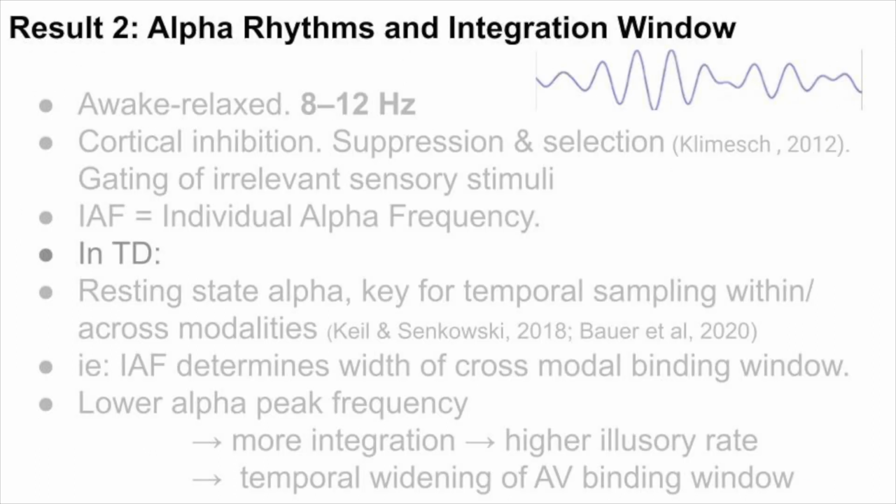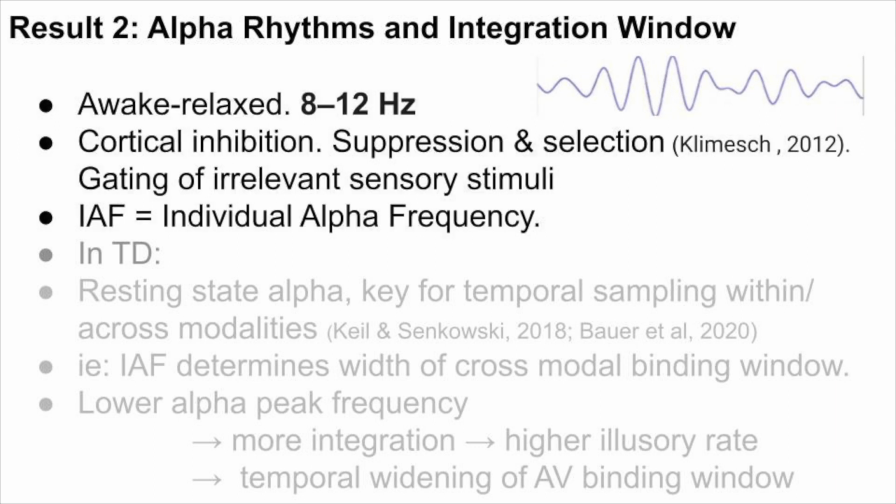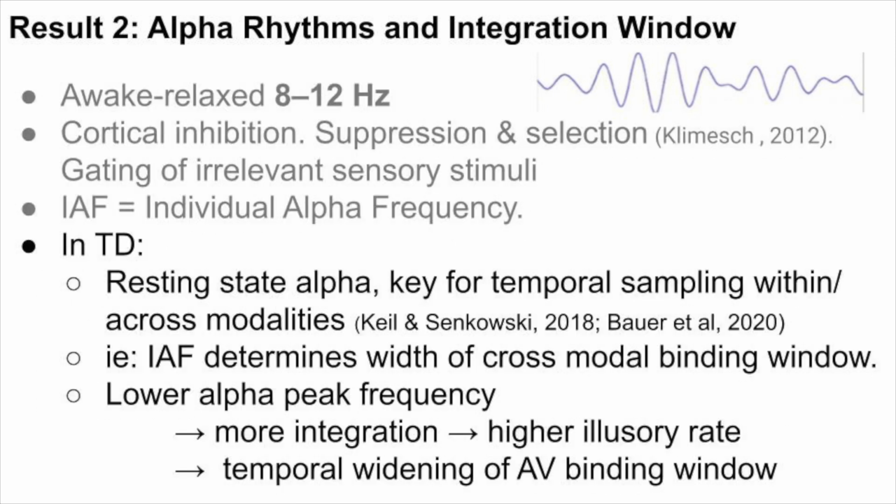The next result is around alpha rhythms and the cross-modal binding window. Alpha rhythms occur during the awake relaxed state, being in the now. They are inhibitory and gate out irrelevant sensory stimuli. In the typical population, resting state alpha is proposed as a key mechanism for temporal sampling within and across modalities.